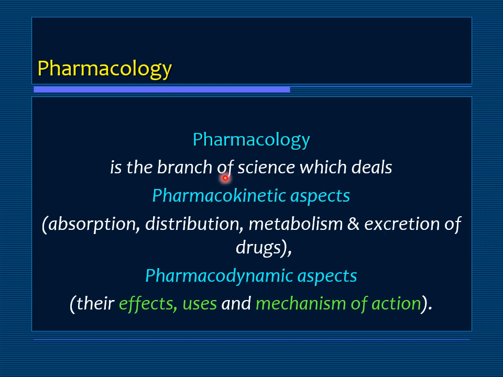So pharmacokinetic aspects. Then the pharmacodynamic, dynamic, action, activity. So drug effects, drug uses, and mechanism of action. How the effects are produced, that is mechanism. So simply we can call pharmacology a branch of science in which we deal with pharmacokinetic and pharmacodynamic aspects of the drugs.